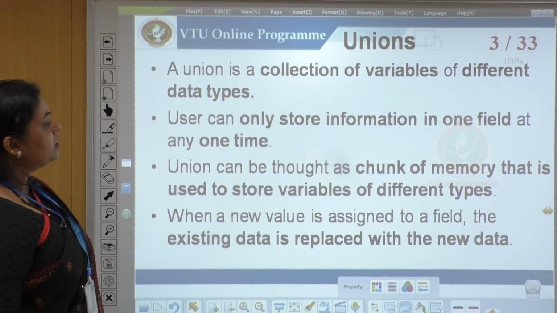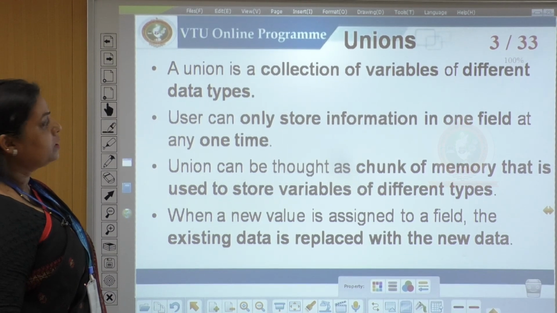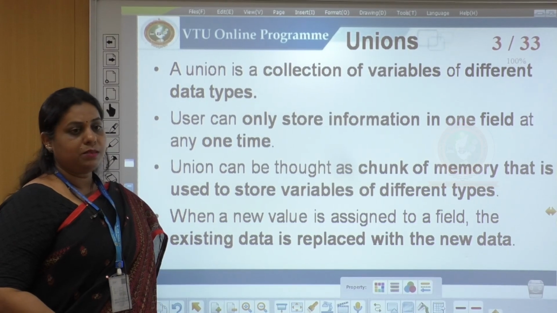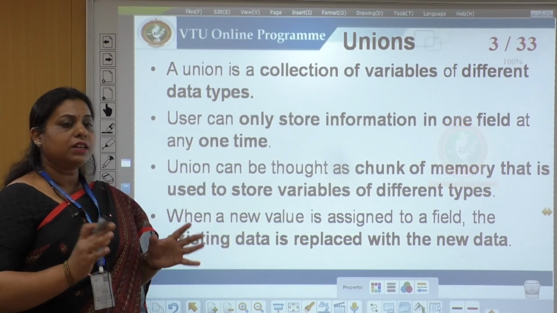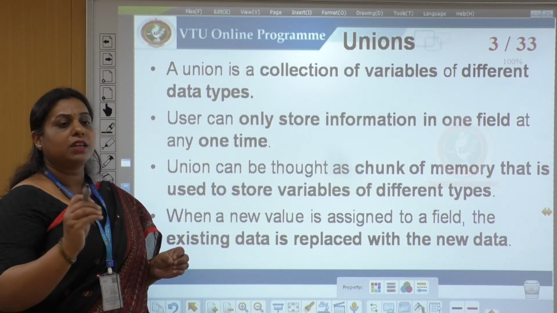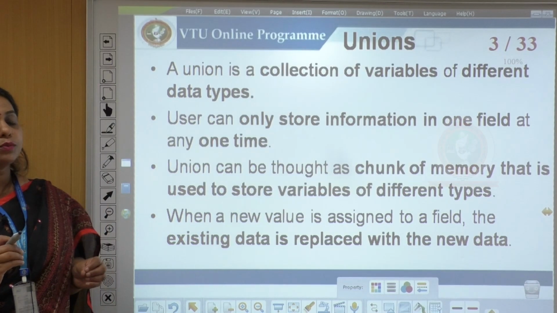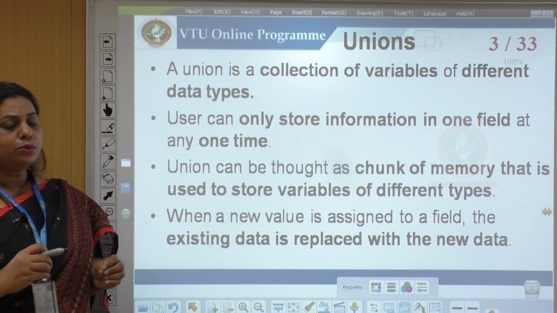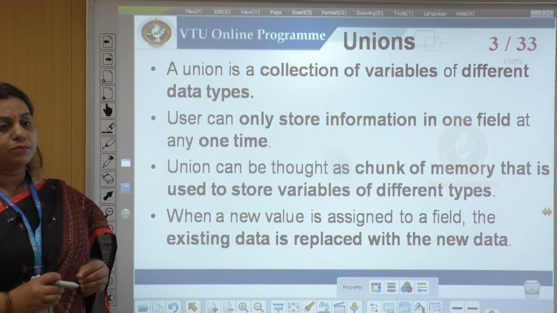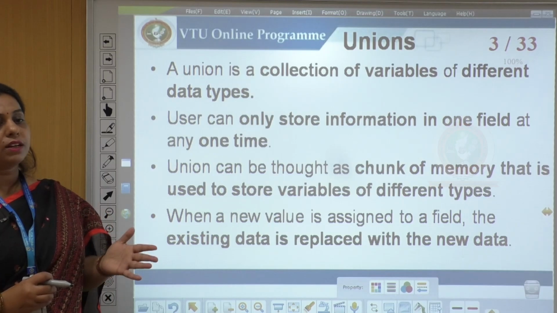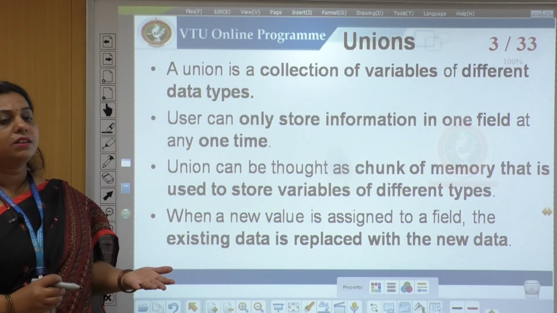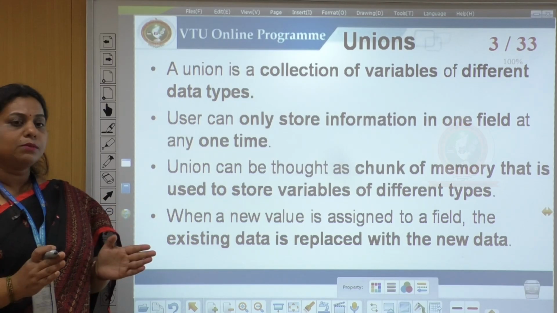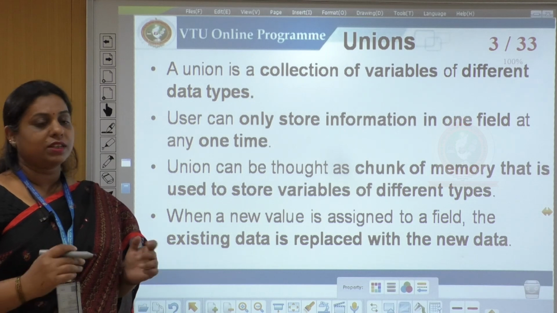Union is a collection of variables of different types. As we have learnt in the previous sessions, like arrays, the content of the array belonged to the same data type. For example, I have taught you about strings, in which the content of the string belonged to the data type character only. So, I was not clubbing the characters with some other data type, but the union allows us to club different data types together.